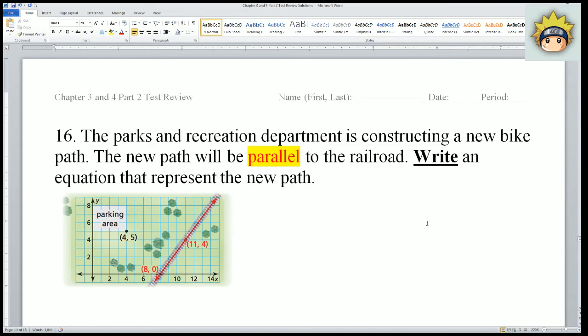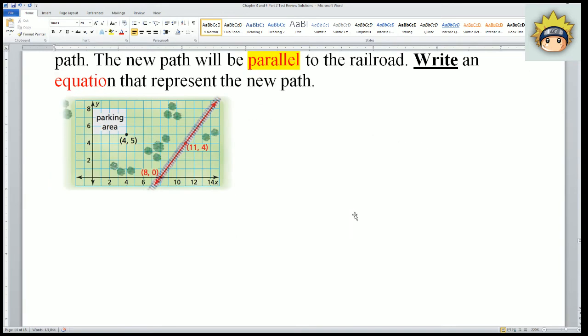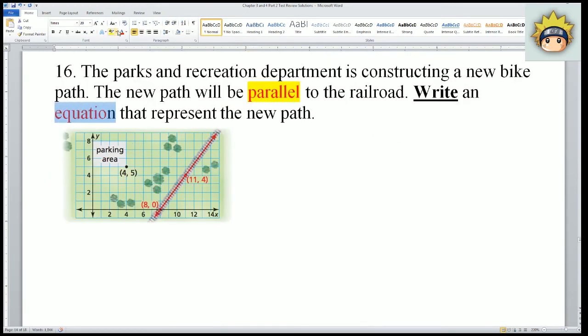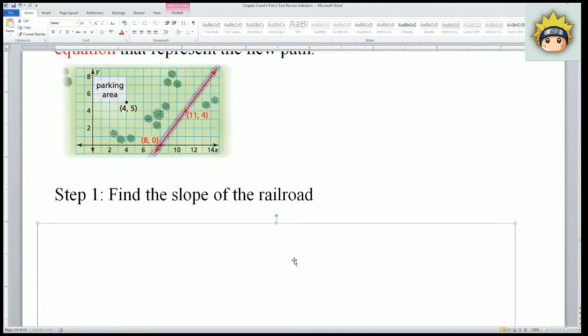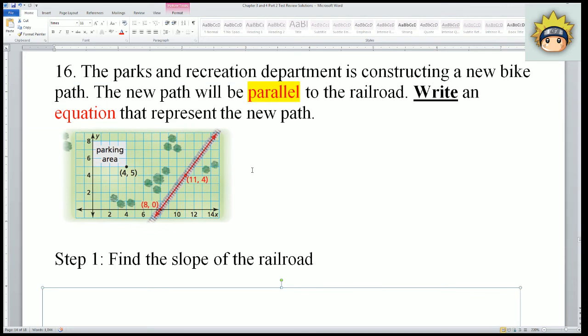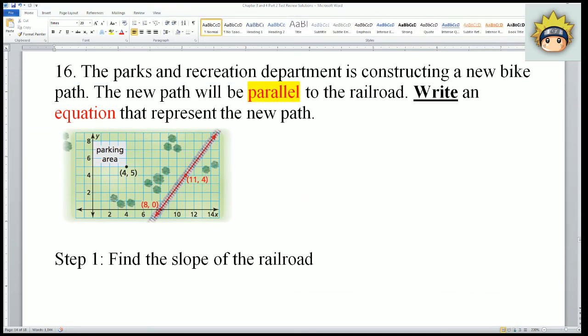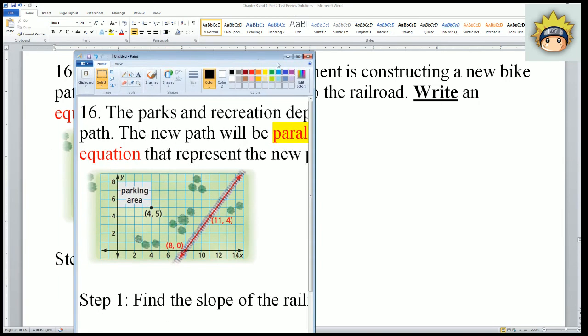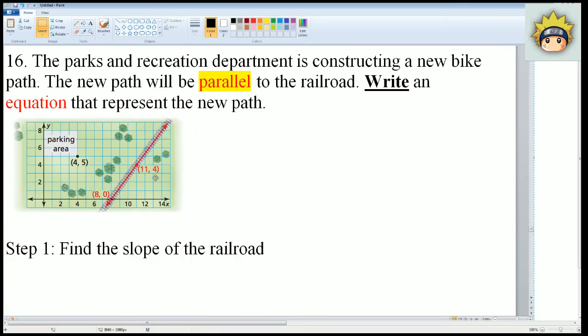Right, look at before. I need to write a what? An equation. So I'm probably going to use y equals mx plus b. Okay? Right? Slope-intercept form. Alright, so my first thing is always to find the slope. I need to find the slope of this. Okay? So let me just pull this up. Okay. There you go. I need to find the slope here.